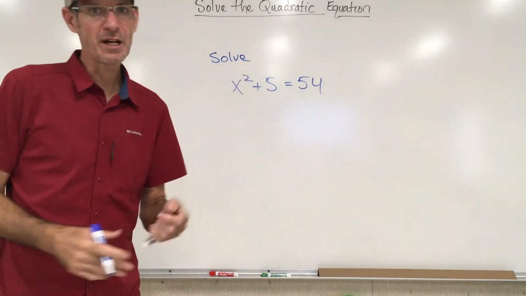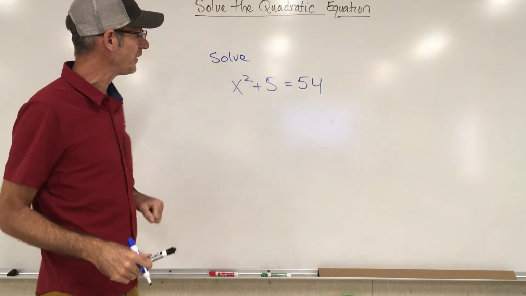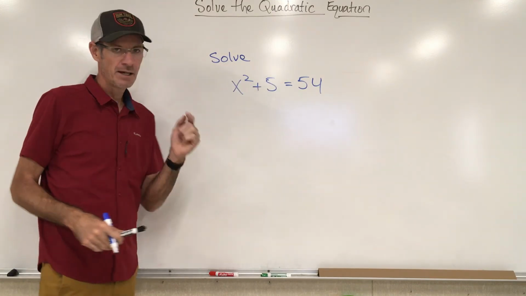All right, so here we go again. This is your turn. You're going to solve x squared plus 5 equals 54. Ready, go.